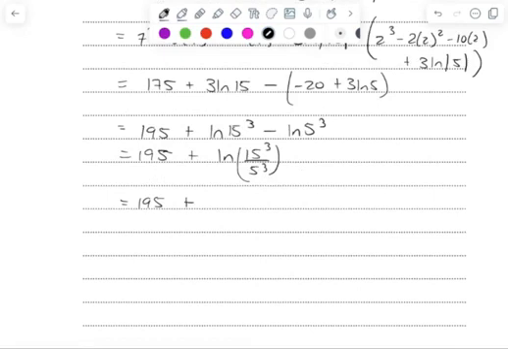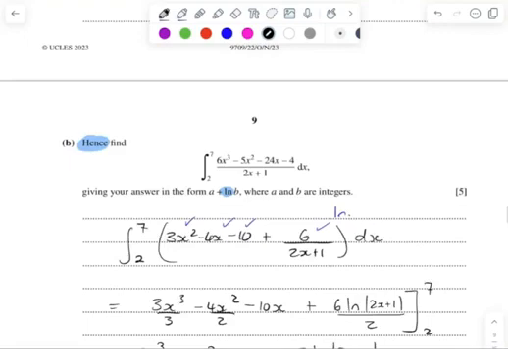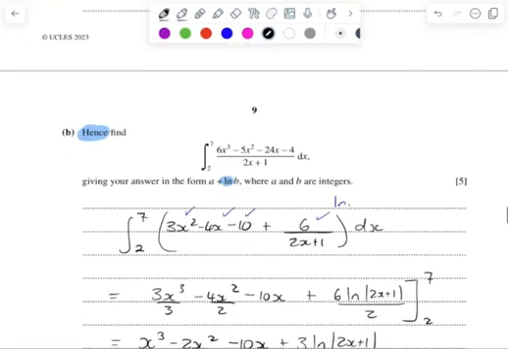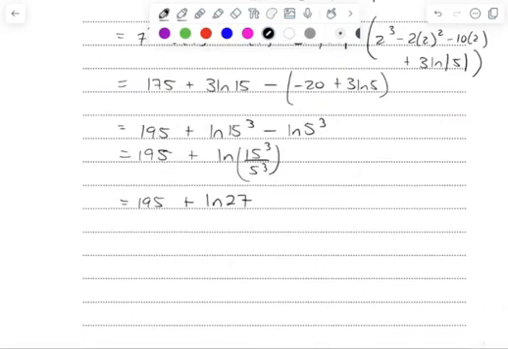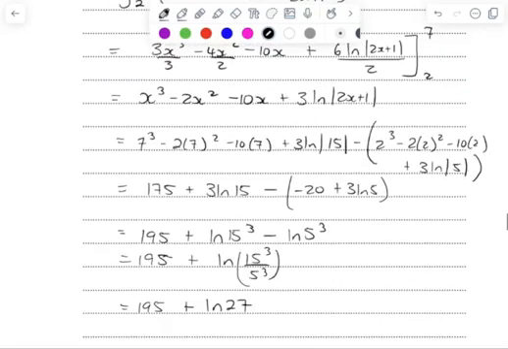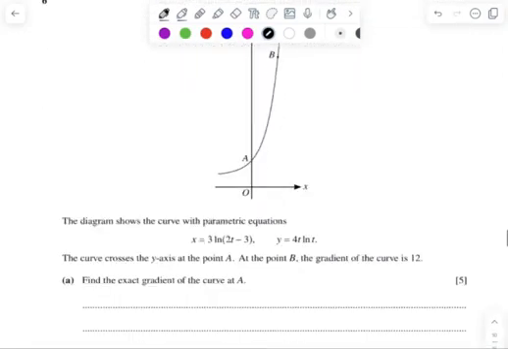And if I just simplify that, 15 to the power of 3 over 5 to the power of 3 gives me ln 27. And they wanted me to give an answer of A plus ln B, where A and B are integers. So this looks about right. A is 19 and B is 27. That is my final answer for this question.